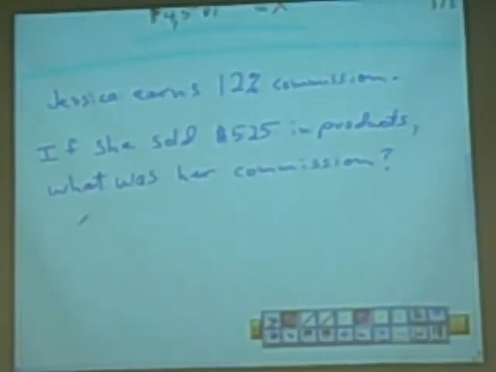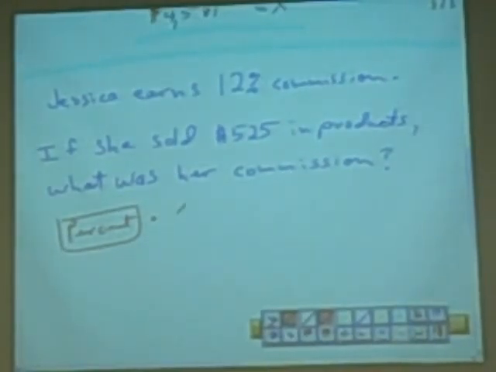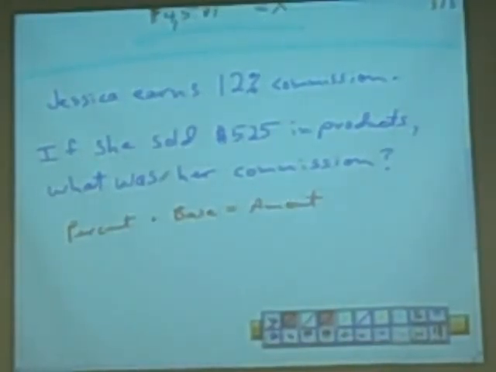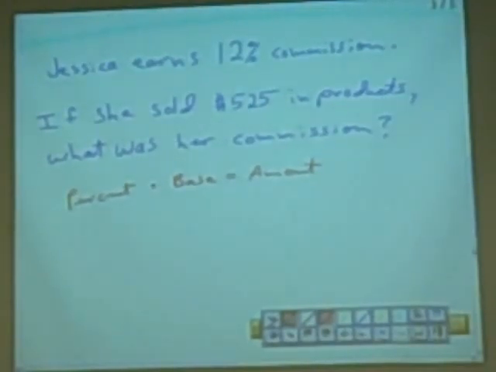So, again, it's a good idea to write this model out. Percent times our base equals our amount. And you don't have to put the box in there. Okay, percent, what's that?